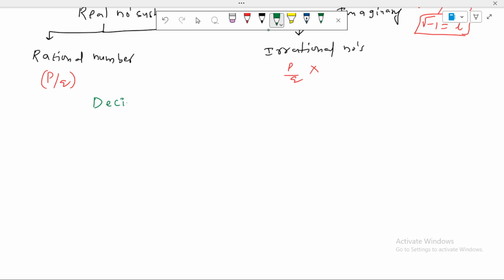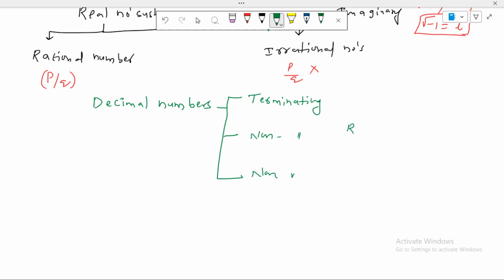We are going to focus on decimal numbers. Actually, there are three different types of decimal numbers. The first one is called terminating decimal numbers. The next one is non-terminating. The third one is also non-terminating, but we'll call it a repeating decimal or recurring decimal. Or this one is called non-terminating, non-repeating decimals.